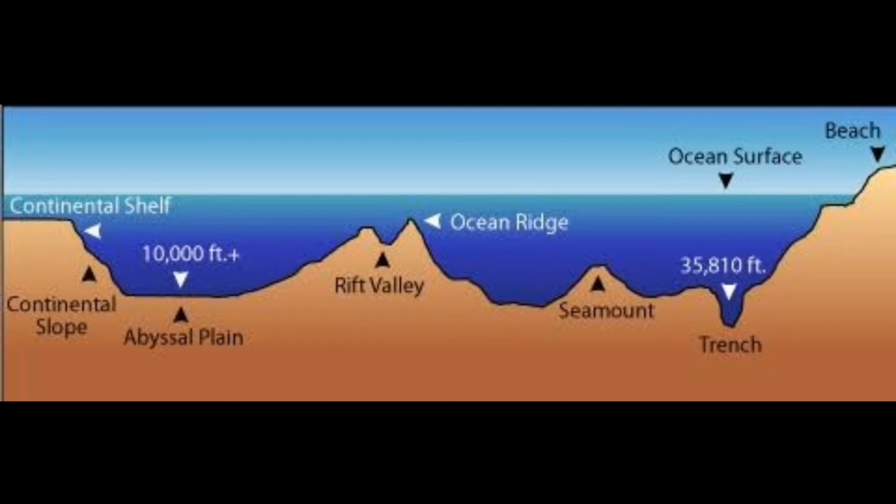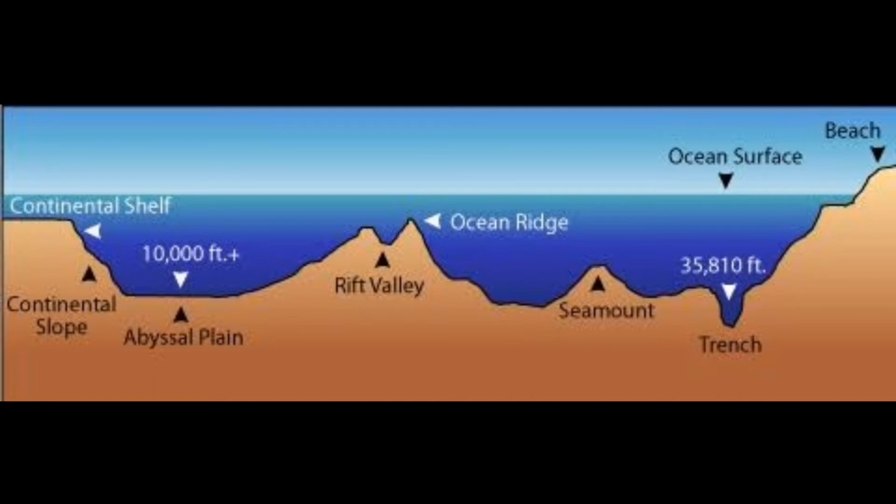So beginning with, the first is the relief and the ocean floor. Now what is the relief and the ocean floor? See children, in the picture on the screen you can see so many parts. Continental shelf, continental slope, abyssal plain, rift valley, ocean ridge, then ocean surface, beach, trench, etc. Now what are all these things we are going to learn in detail in the lesson.